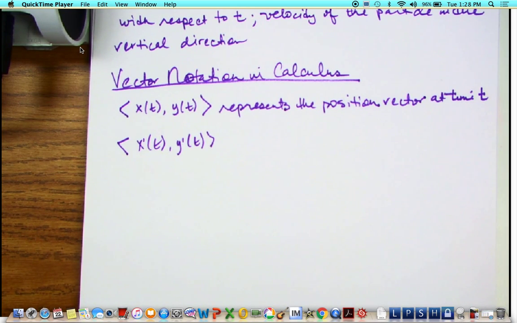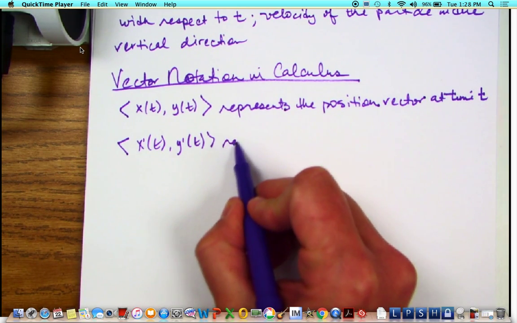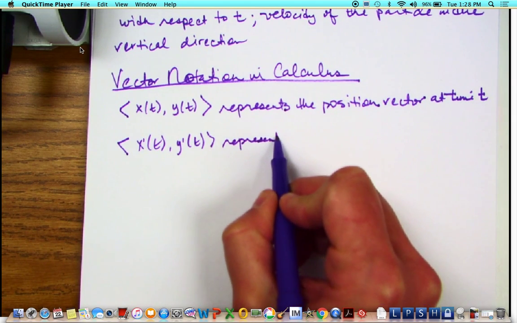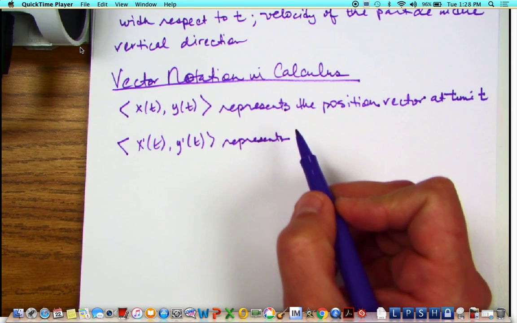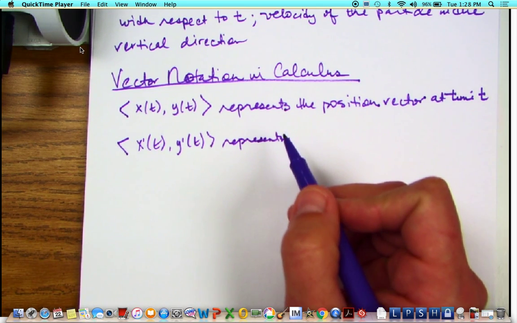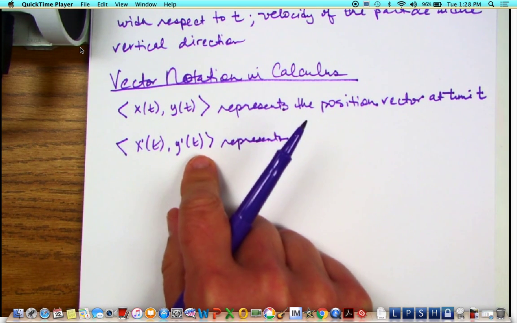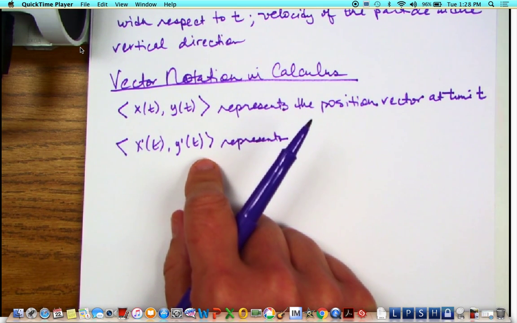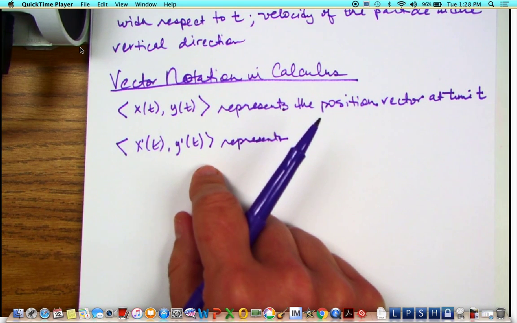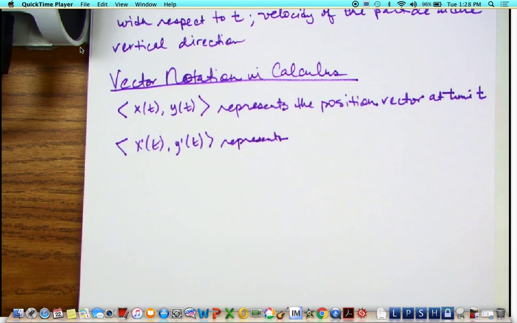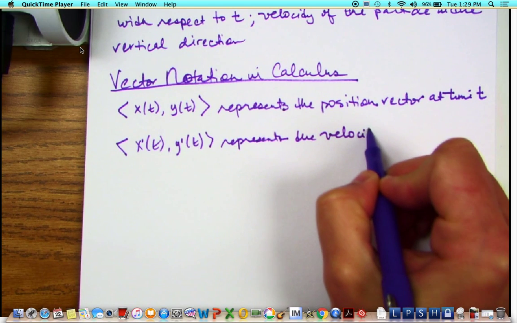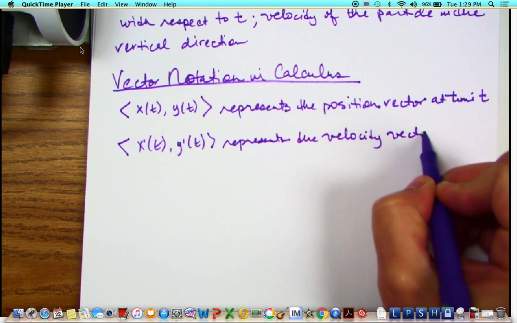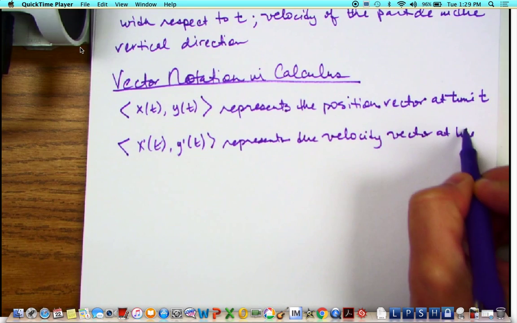Yes? Are we ever going to see dx/dt, comma, dy/dt like that in vector notation? You might. But it'll probably be more like this. You'll start to see, whenever we start looking at some sample AP problems where they're kind of mixed together. Okay, so this represents the velocity vector at time t.